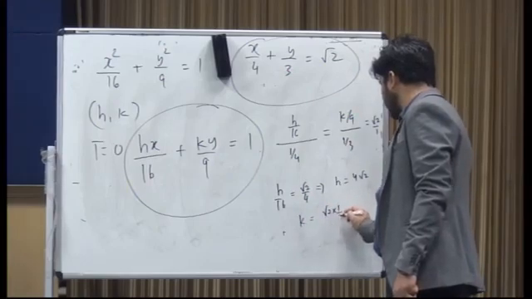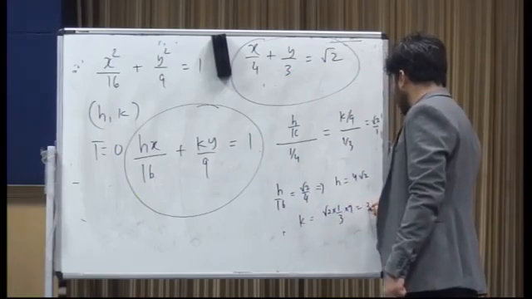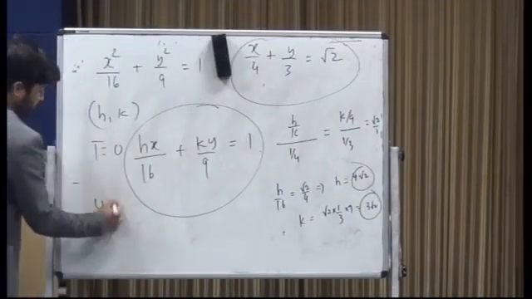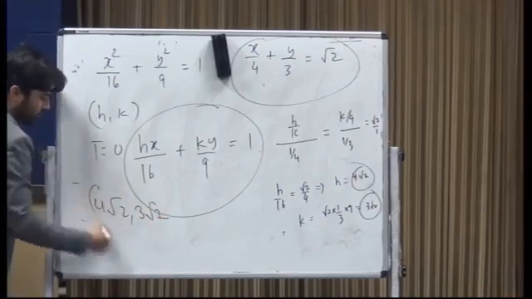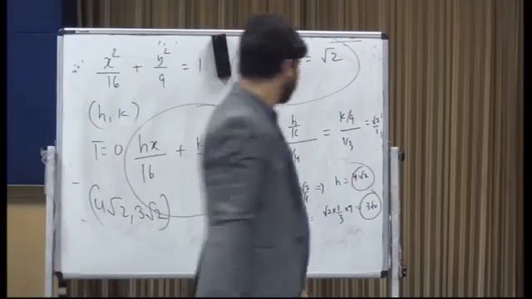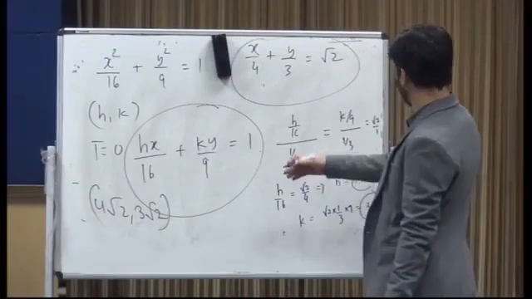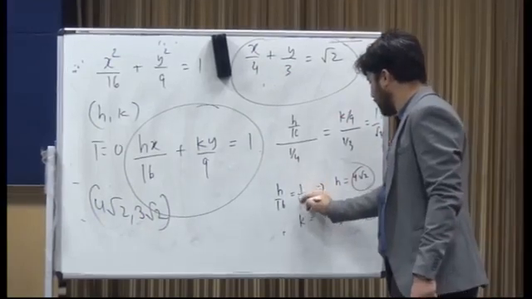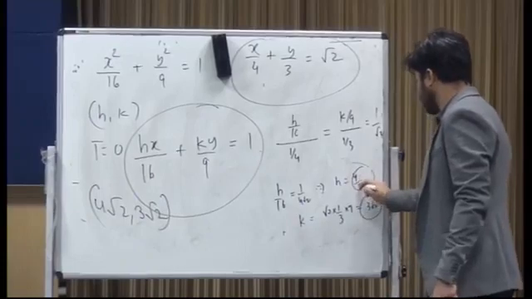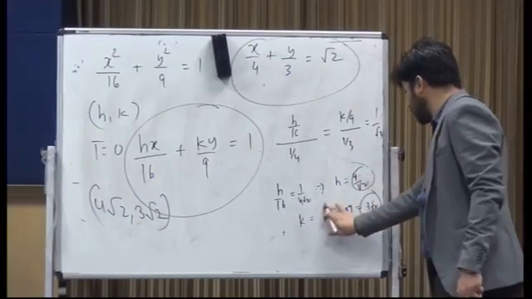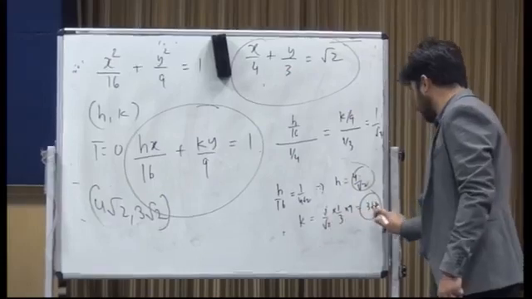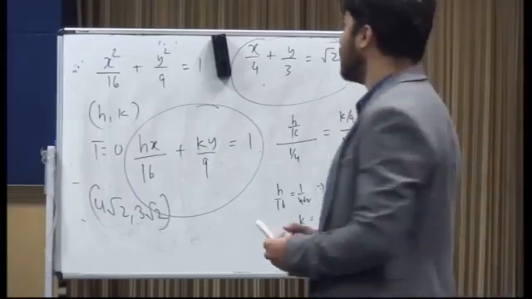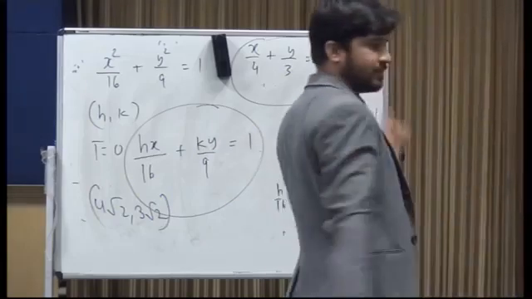√2 into 1 by 3 into 9, that is 3√2. So the point of contact is going to be 4√2, 3. Oh, did I flip it? Okay okay, 1 by √2. Okay, 1 by 4√2. So 4 by √2, and this is 3 by √2. Okay? Clear? Okay, should we go to the next slide?